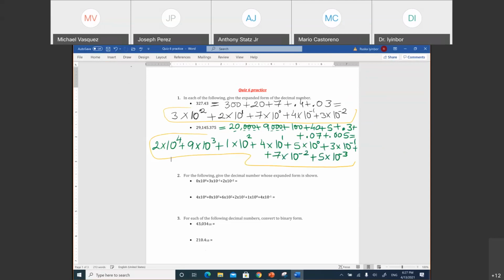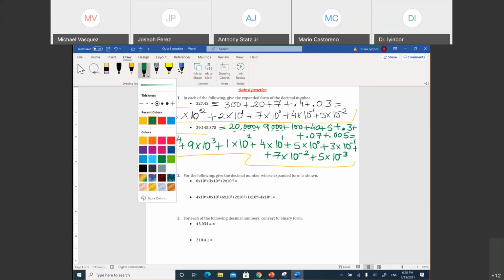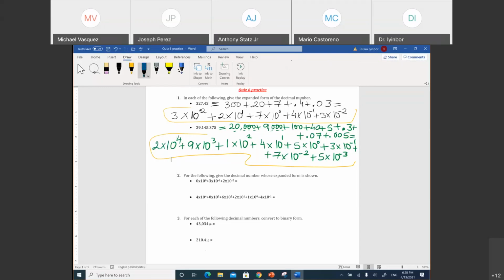Okay, any questions? So just expanding it. Okay, then we're going to continue with number 2. And number 2 is pretty much going backwards. So they give me the expanded form, and we need to get the decimal. So you have to put it together, right?